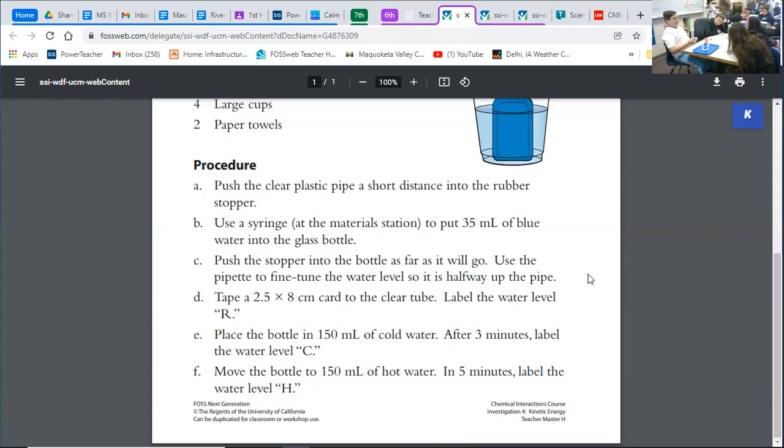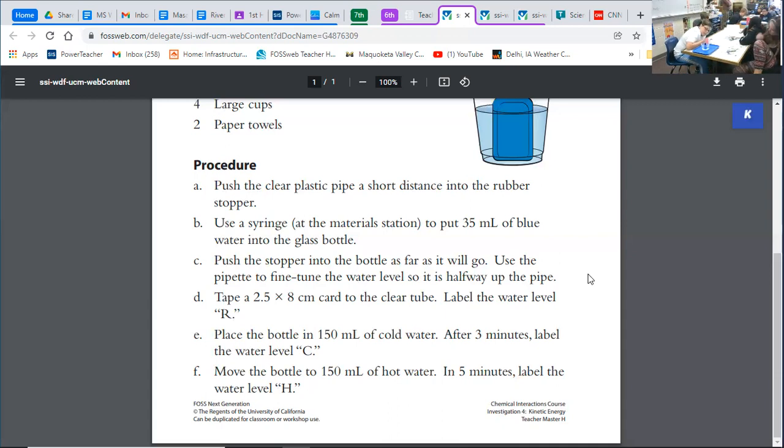Watch it for 10 seconds. I need you to listen carefully. When this is done, you need to measure the distance between R and C and R and H. That's the next label that we'll use. Please stop talking over me. It's been 1.5 minutes.